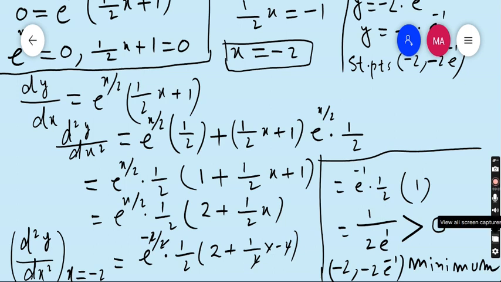This is our final answer of part A. Hope you completely understand this part A. Our stationary point is minus 2, minus 2 e power minus 1, and the nature of this stationary point is minimum. Now move to part B.